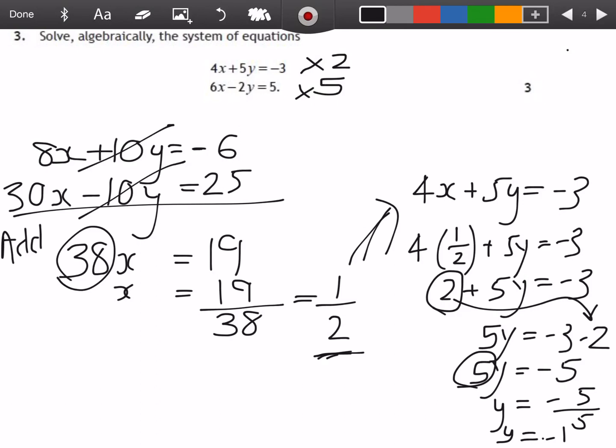So the final answer is, you don't really need to write it out separately, but x is 1/2 and y equals negative 1. That's our two solutions. Okay, are our answers.